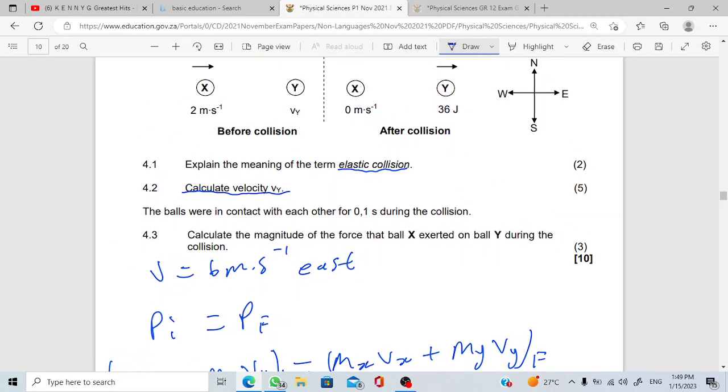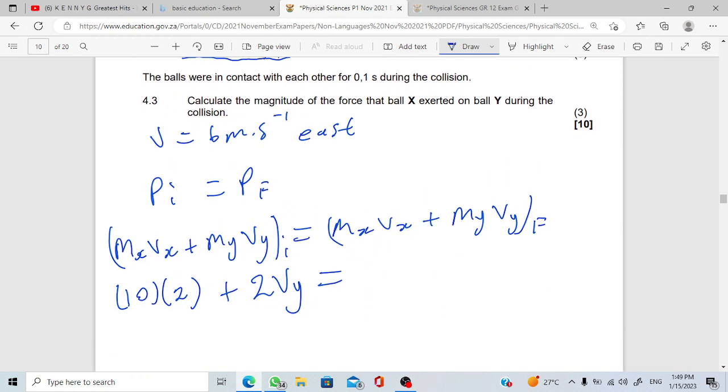Okay, now after collision, you know that this ball is stationary, but you have to show how you get to the zero value. So it's 10 multiplied by 0. You guys must understand that you get a mark for correct substitution. If you have this 10 multiplied by 0, you need to write it down instead of writing a 0. Yes, I know where the 0 comes from, but as a learner, you need to show me that you understand what you are writing. Now this mass, it's 2 multiplied by 6 from this velocity.